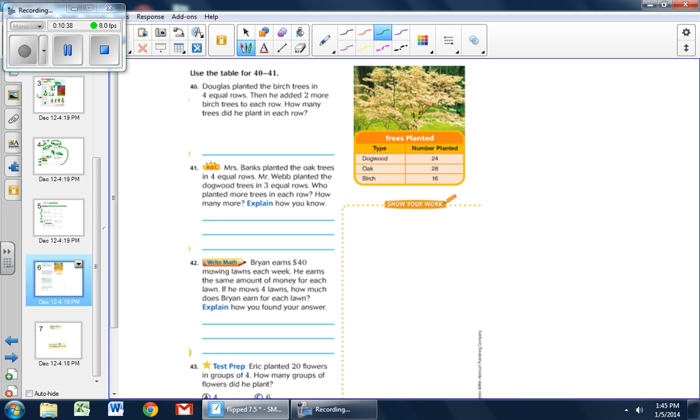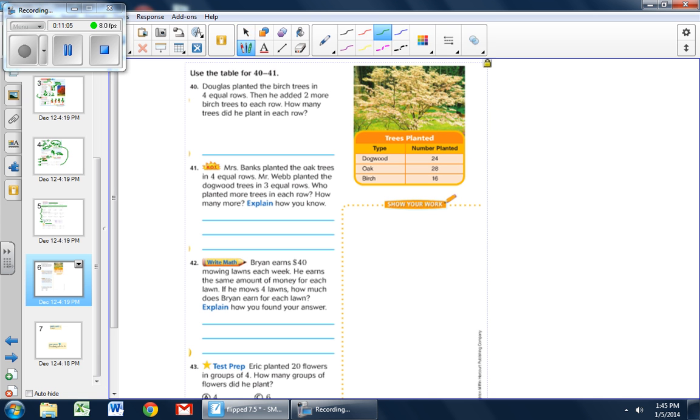Every one of our problem solving pages has started with using a table. Title of the table, Finding Trees. First column is the type of tree. We have a dogwood, an oak, and a birch. Your next column is the numbers planted. So it looks like 24 dogwood, 28 oak trees, and 16 birch trees. Okay, so we're going to use that table in order to solve number 40 and 41.